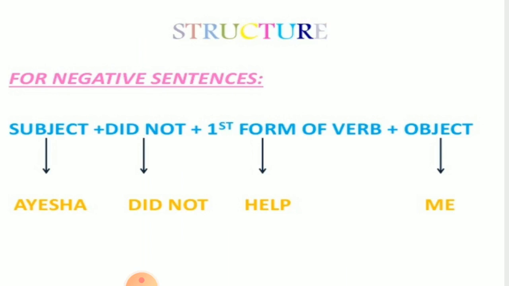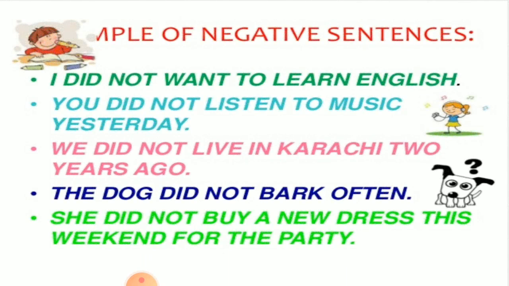So whenever you are using did in your sentence, you always have to remember that you have to use the first form of the verb. Now let's see the example. I did not want to learn English. If you write "I did not wanted to learn English," that will be marked wrong. The correct sentence is "I did not want to learn English."